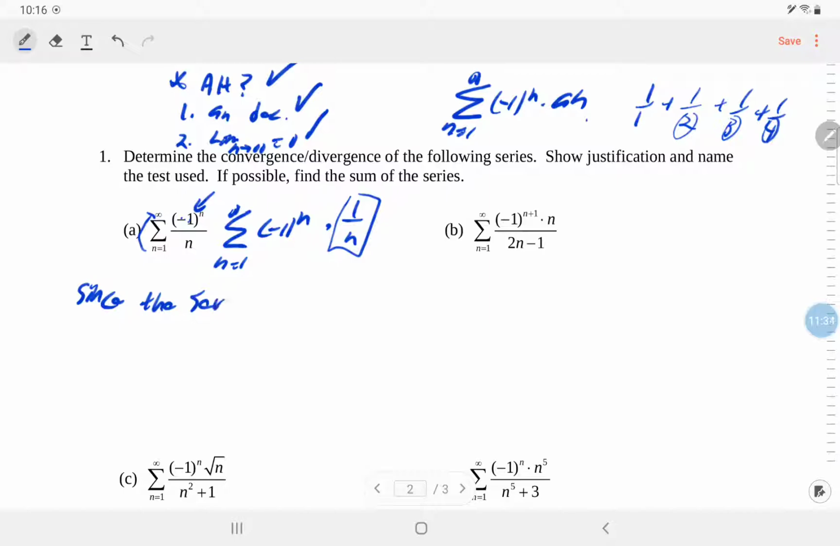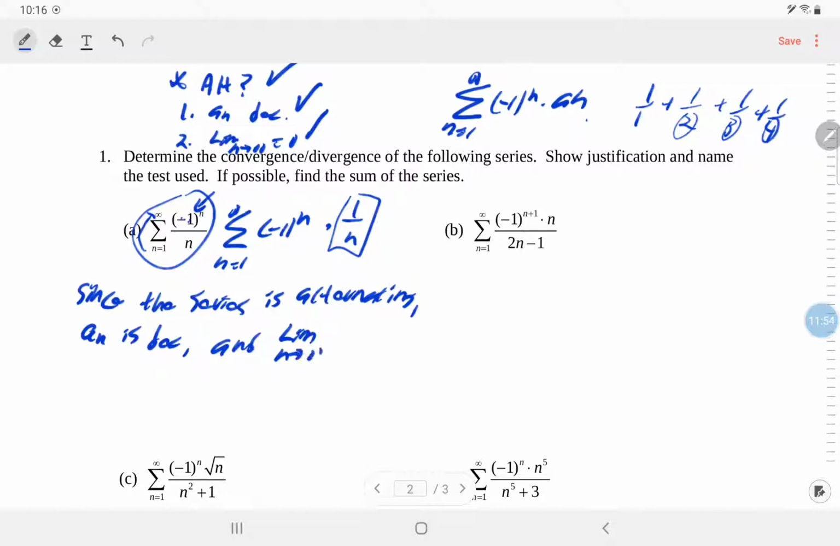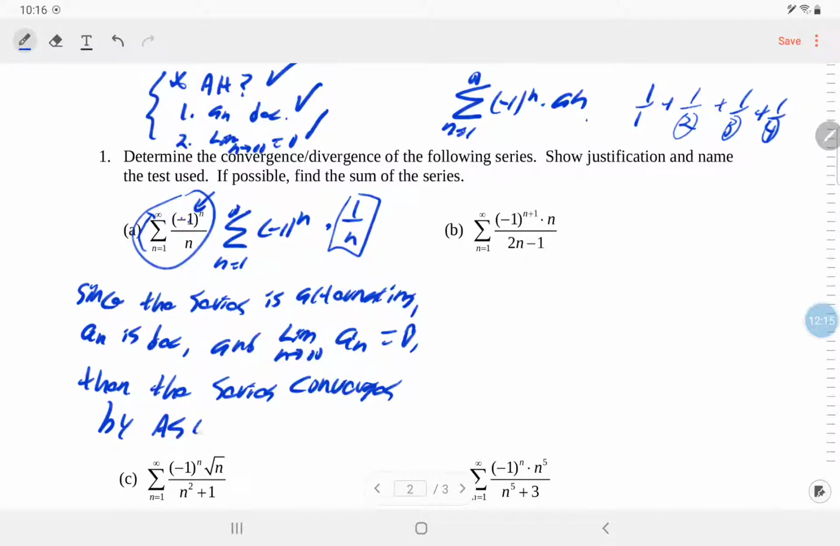the series, if you want to write the whole series out, have a blast, is alternating, and that a sub n is decreasing, and the limit as n approaches infinity of a sub n equals 0. Since all three of these criteria are met, then the series converges by the alternating series test.